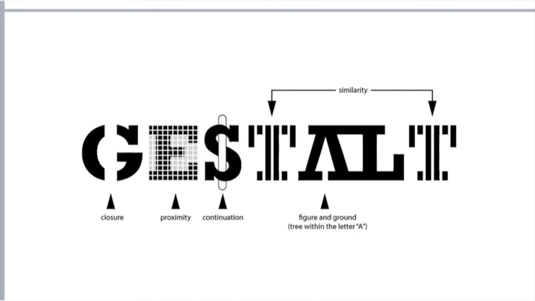Closure. Even though this G is not connected, our brain fills it in. Proximity, right? Because these are close together, we will group them. Continuity, right? Even though right here the S disappears, we know it continues behind the post. Similarity being these two are the same, we know they're both T's, and then figure ground, right? We know that we pull out the A and the L from the background, okay? Just an easy way to kind of remember some of those ideas.